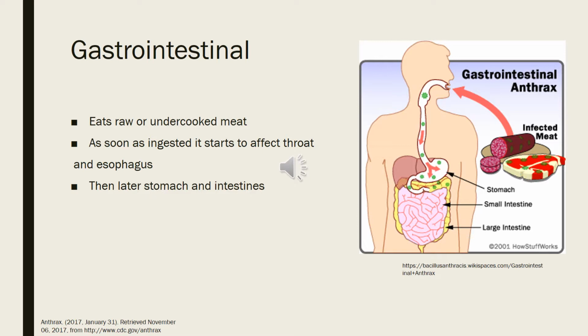Then later, as your body digests the food, it's going to be in the stomach and intestines. And then once it gets into the intestines, your body is going to pretty much absorb the bacteria, not knowing that it's there, and then later on affecting your whole entire body.